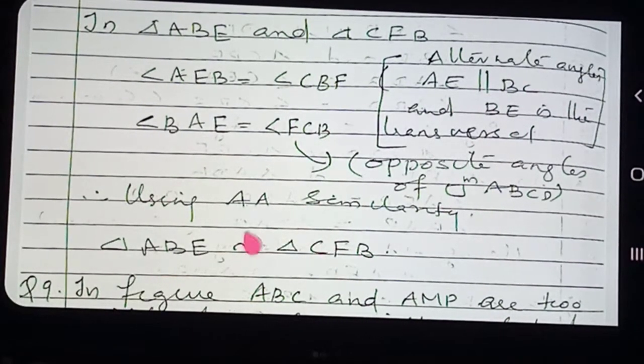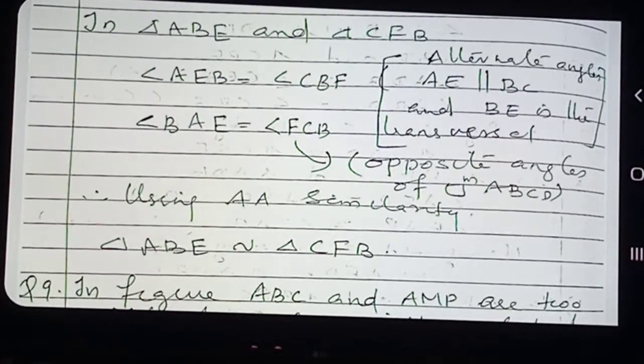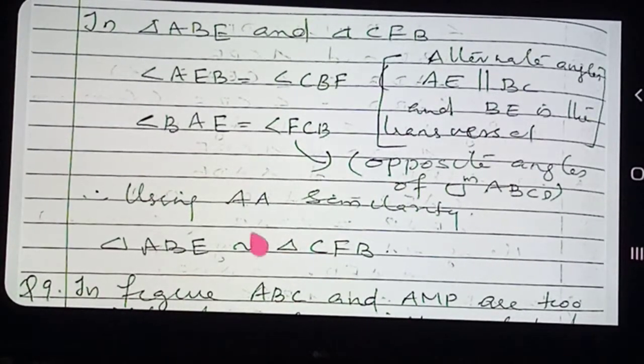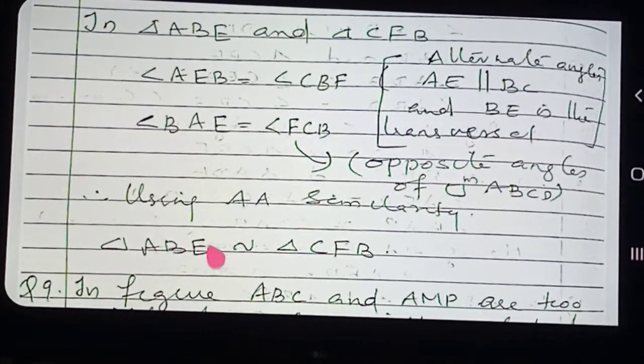Okay, you can see now, in most of the riders we applied the AA similarity rule only, because it is the easiest one. Okay, did you get it clear? Completed? Now next, question number 9.